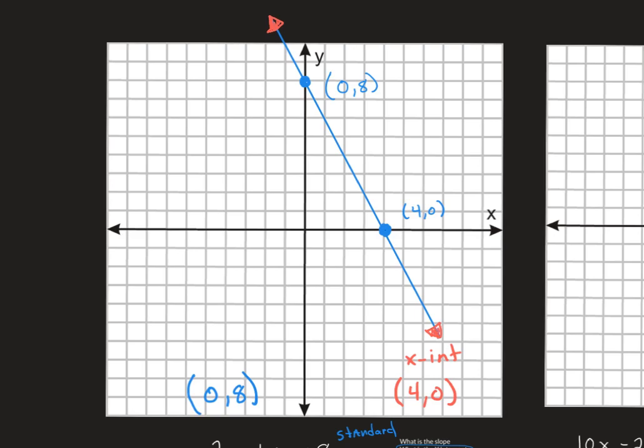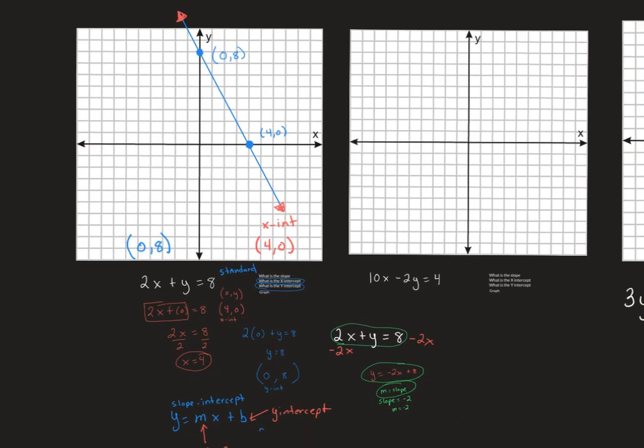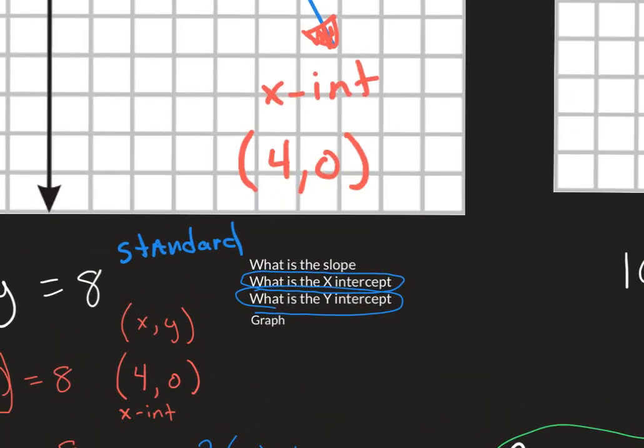All right. So let's look and see if we did everything we were supposed to. They wanted to know what the x-intercept was, and we found it was 4, 0. I'm going to write it right here, 4, 0. They wanted the y-intercept. We found out it was 0, 8. They wanted to know what the slope was. We found out it was negative 2, and they wanted us to graph it. We did everything we were supposed to.